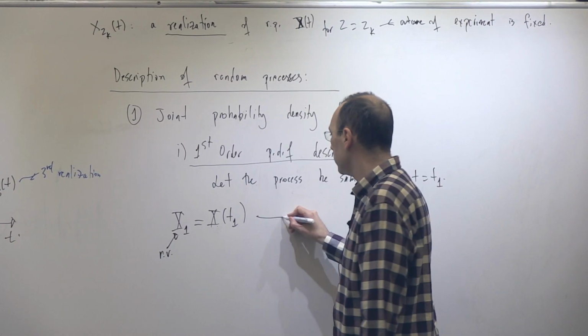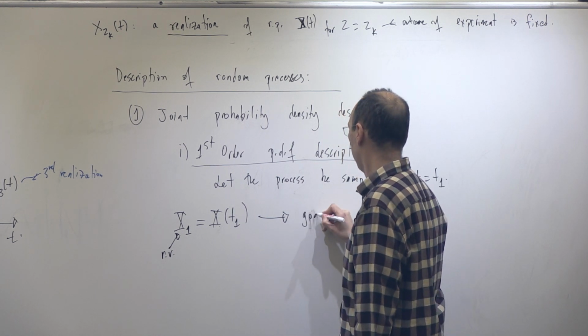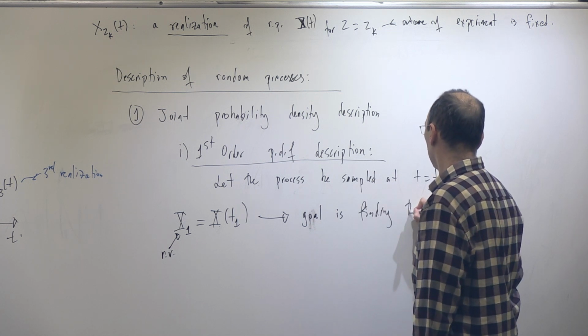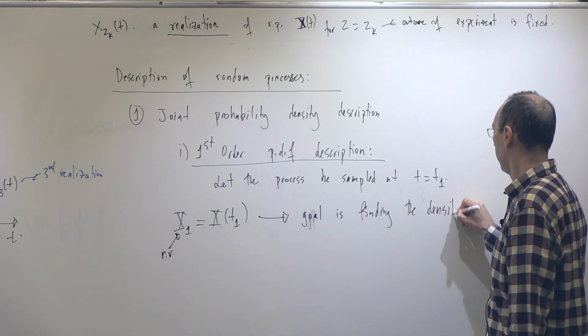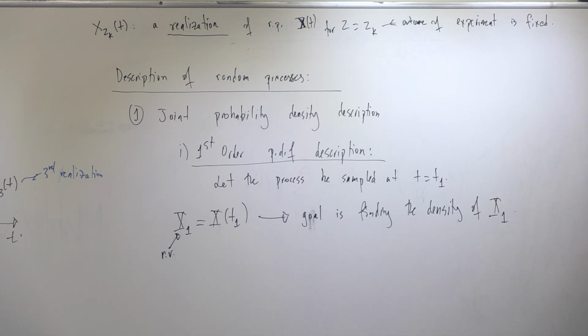So our goal is finding the density of x1. That is it. Okay, finding the probability density function.